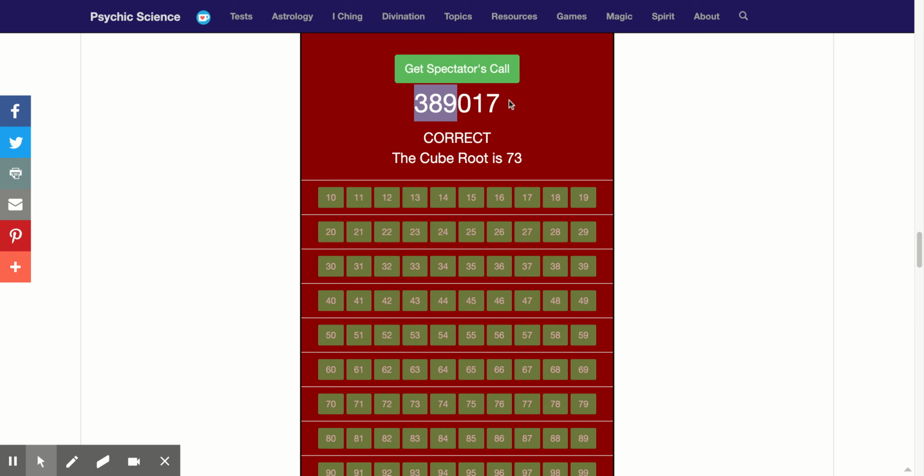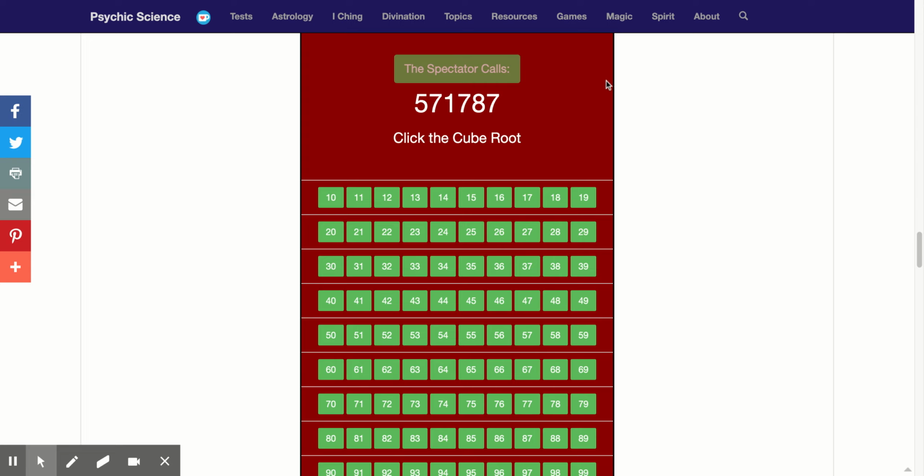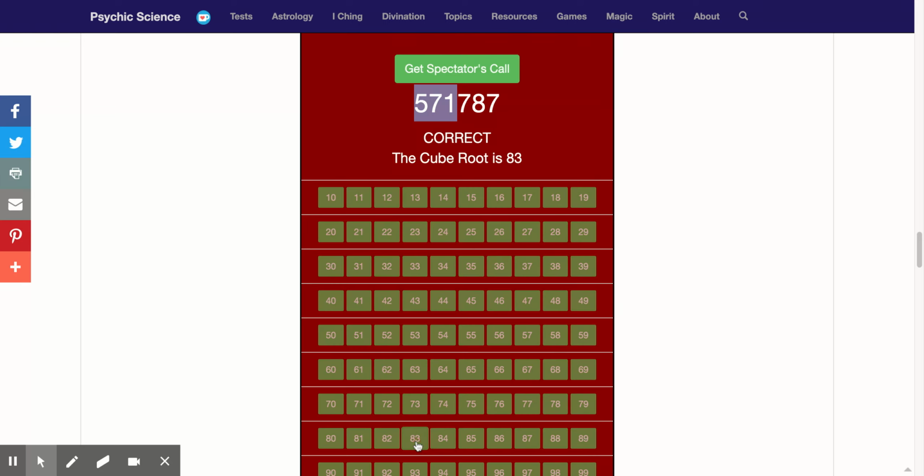You can try that again. 571,787. My ones digit is a 7. Well, what cube gives me a 7? I already figured this out. It was a 3. So my ones digit of my answer is going to be a 3. And then I'm going to look at 571. Well, what cubed gives me something close to 571 or equal to 571, as long as I'm not getting bigger than 571? The answer to that, ladies and gentlemen, is 8, because 8 cubed is 512. So my answer is 83.